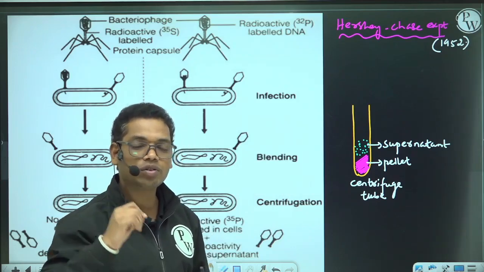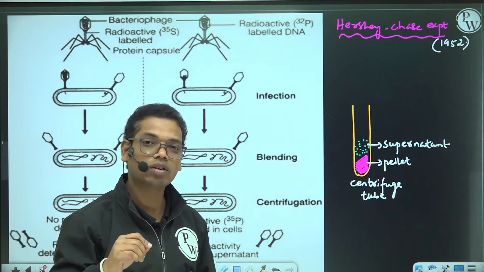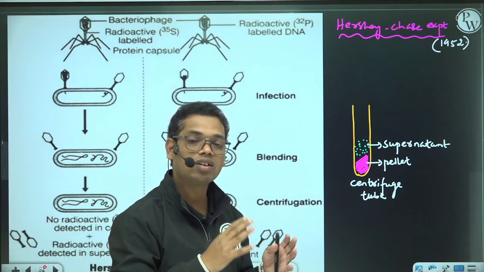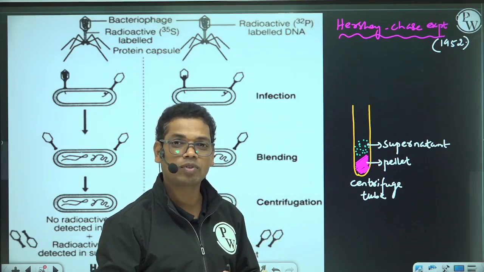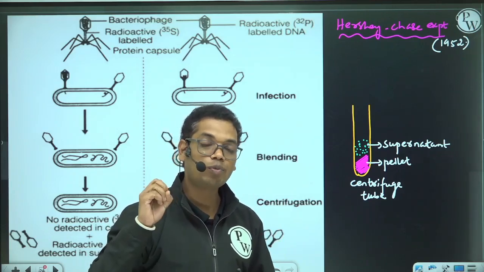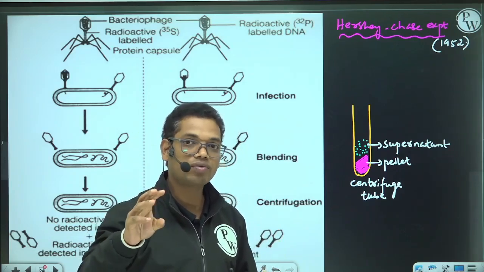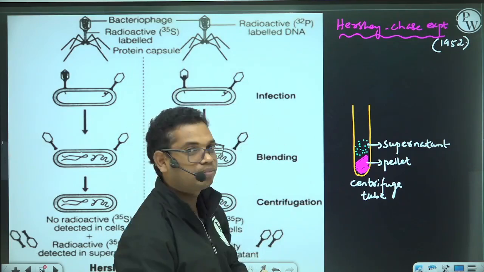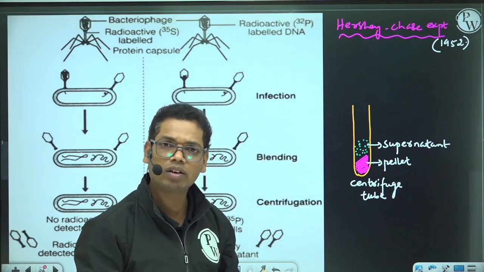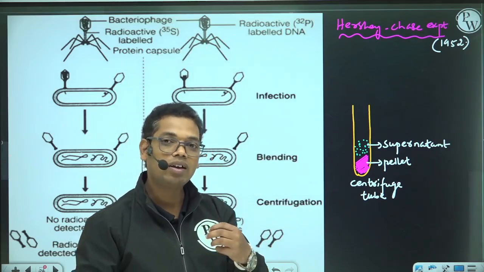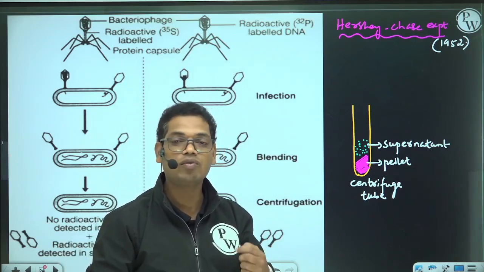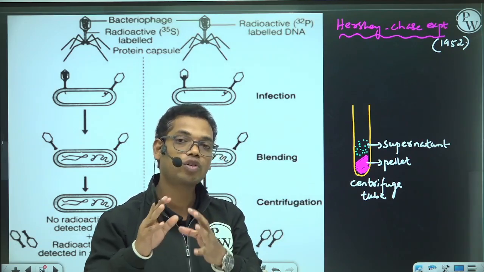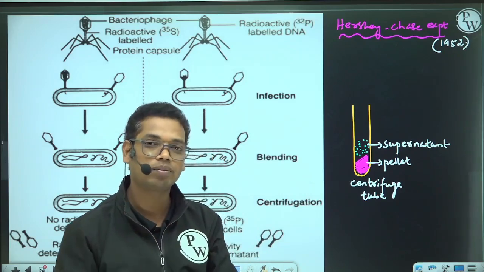The protein contains amino acids, and some of the amino acids like methionine and cysteine have sulfur. So if you provide radioactive sulfur, then what will happen? The capsid of the protein will be labeled. But we know the nucleic acid, that is the DNA, has phosphates. So if I provide radioactive phosphorus, then the DNA will be labeled.